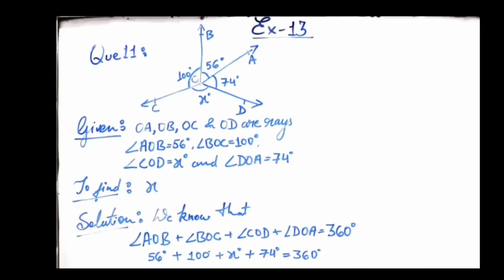Now come to question number 11. Question number 8 you will do by yourself. Question number 10 you will do by yourself. Now come to question number 11. In the given figure, rays OA, OB, OC and OD are such that angle AOB is equal to 56 degrees, angle BOC is equal to 100 degrees, angle COD is equal to x degrees, and angle DOA is equal to 74 degrees. Find the value of x.